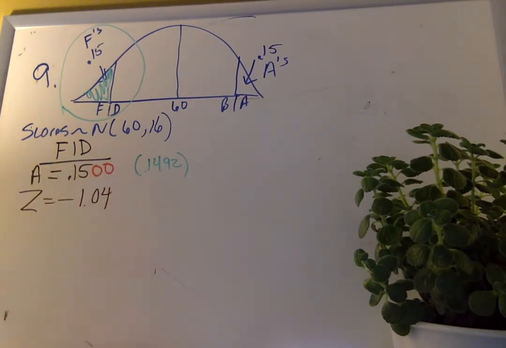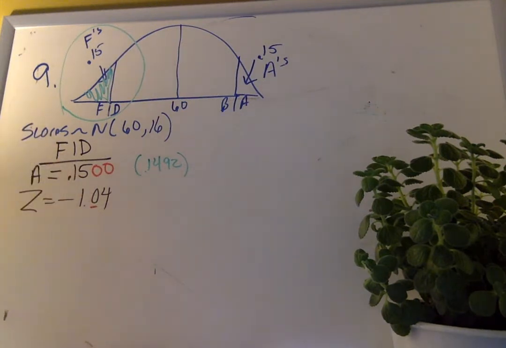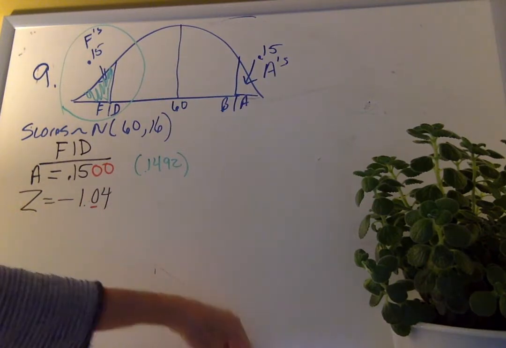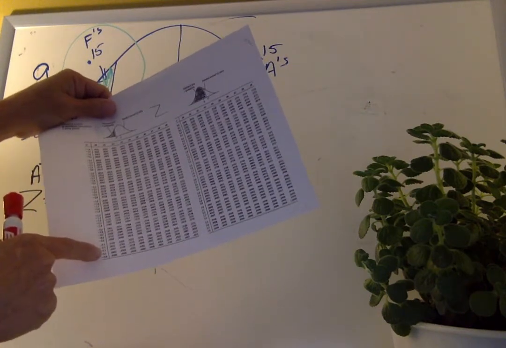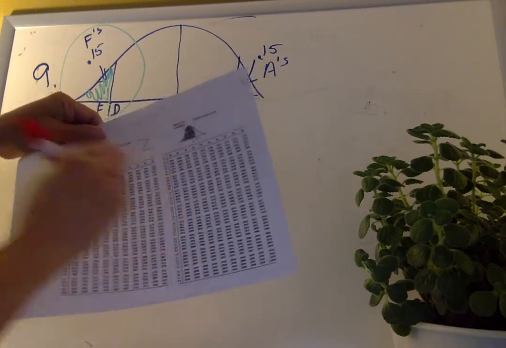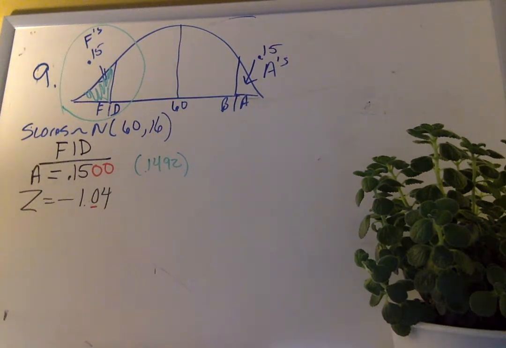Now, let me point out the 1-point mistake so many students make. 1.04. So many students call this negative 1.4, or they call it negative 1.004. Neither one of those are correct. This is the z-score, negative 1.04. Remember, this is the ones and the tenths spot. This is the hundredths spot. Okay, so there's my z-score.